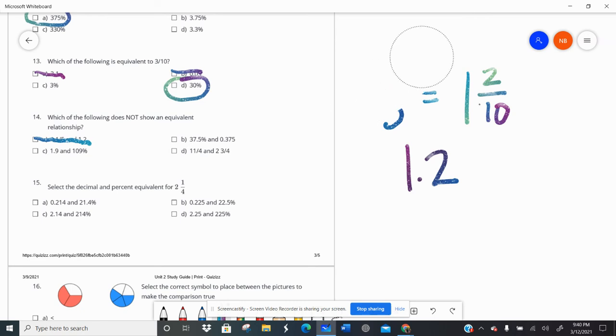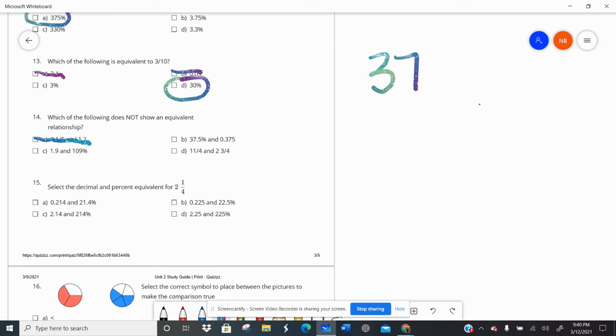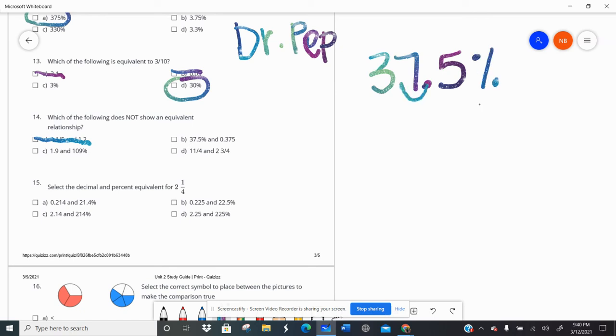All right, let's look at B. Is 37.5% the same as 375 thousandths? Well, I have a percent, I want a decimal, I'm going 1, 2, 0.375. 375 thousandths, yes, that is equivalent.